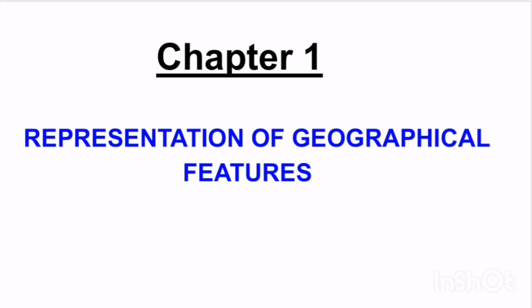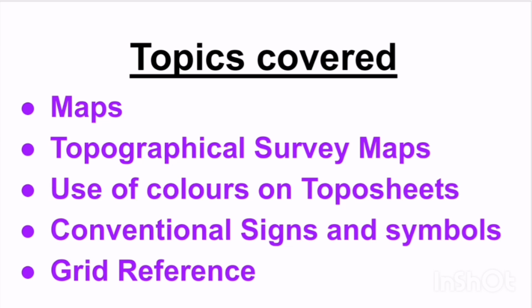Welcome students. Let's continue our chapter one of geography, that is representation of geographical features. Students, in our previous video we discussed some topics like maps, topographical survey maps, use of colors on topo sheets, conventional signs and symbols, and grid reference. Let's have a quick recall of these points before starting our new topics.